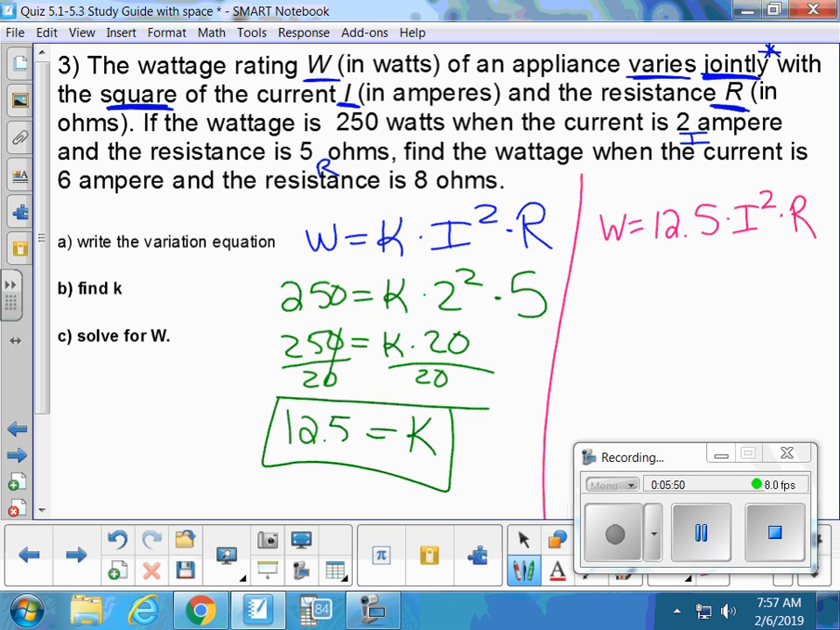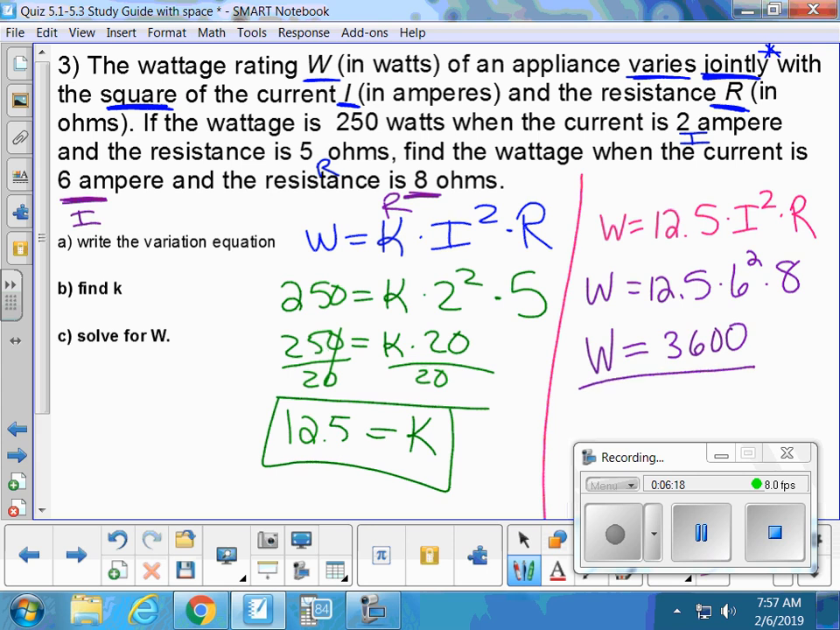And now we get to finish our black step. Finding the wattage when the current is 6, just remind yourselves that that 6 is an I, and the resistance is 8, so that 8 is an R. So we're going to put the 6 in for I, and the 8 in for R. I'll need you guys to type it in for me. 3,600. Oh wow, it worked out way better than I thought. And that would be the wattage W.